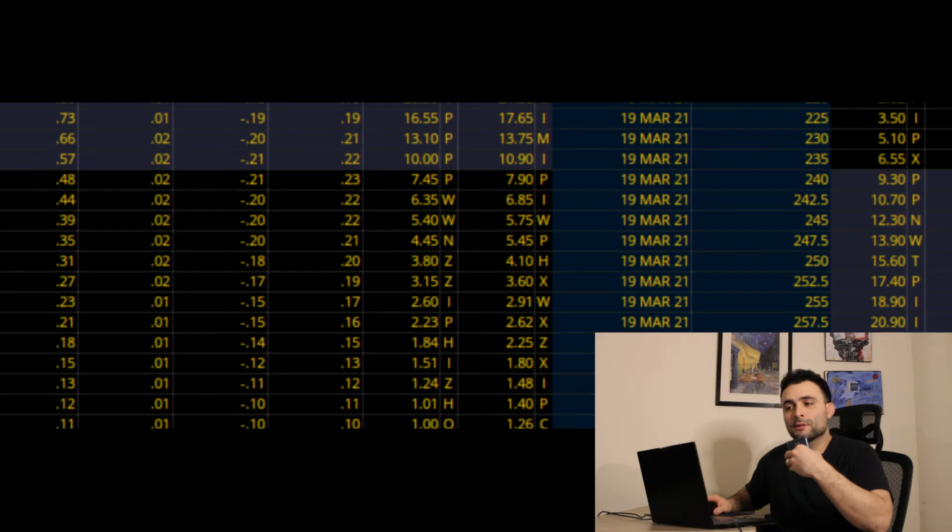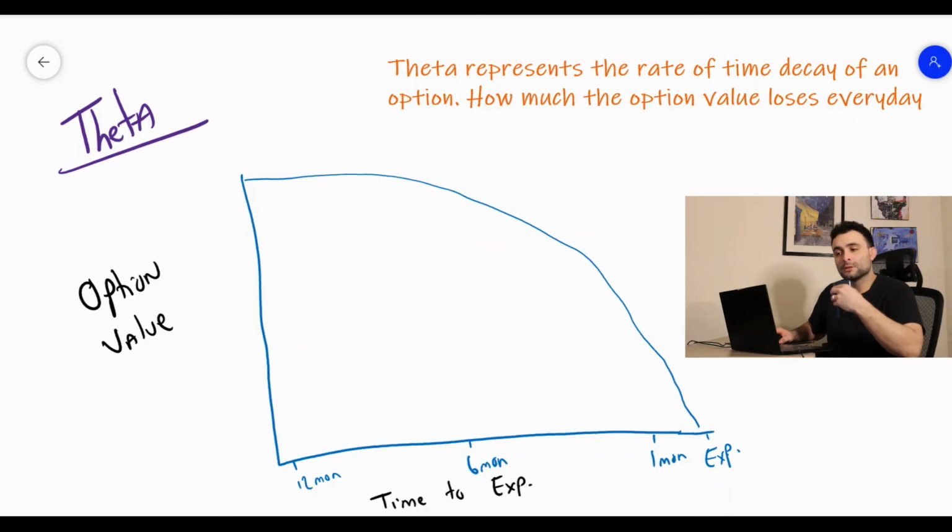It's negative for either calls or puts, so you can't run away from it. But if you take the other side of the trade and you sell options, your Theta will be positive. So you will collect that 21 cents a day for selling options. It's one of the benefits of selling options.